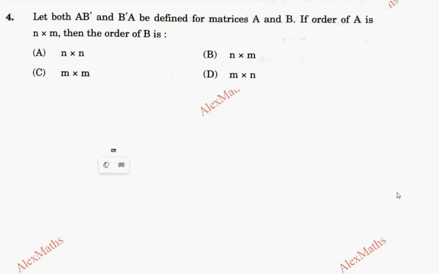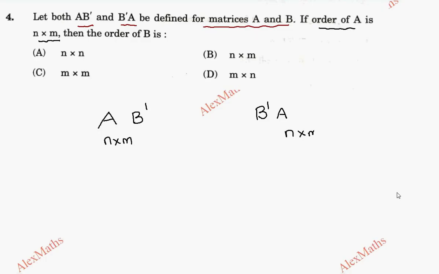Question number 4, they have given both AB dash and B dash A are defined for the matrices A and B. It means AB dash product is possible, at the same time B dash A product is also possible, and the order of A is n rows and m columns. So I write that here also. Then they want the order of B.